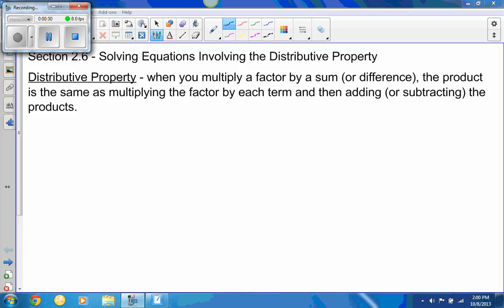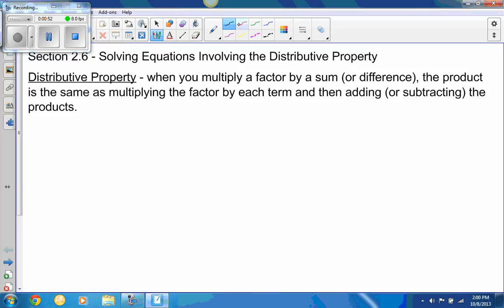And again, what is that? It's when you multiply a factor by a sum or a difference. The product is the same as multiplying the factor by each term and then adding or subtracting the products. And I realize that probably sounds confusing the way it is worded. That is what the term is. But I'll show you here what I mean by that.